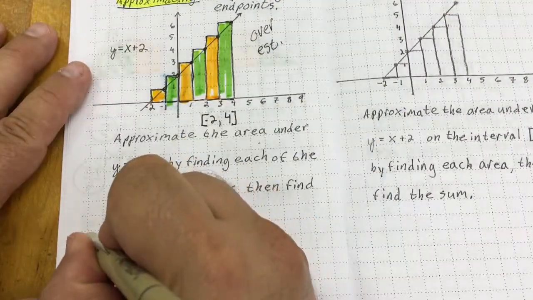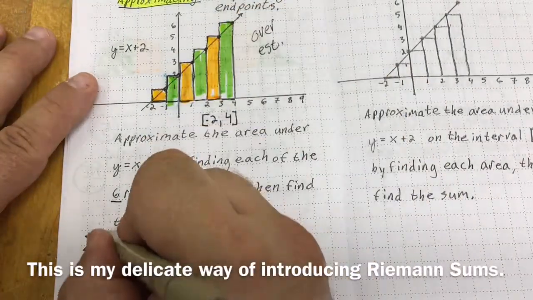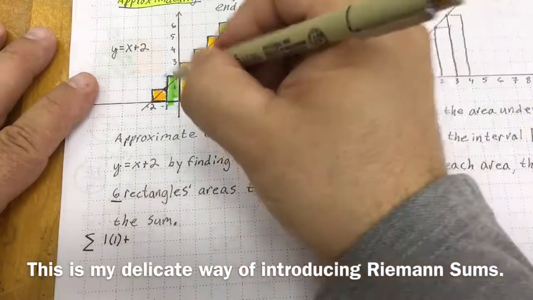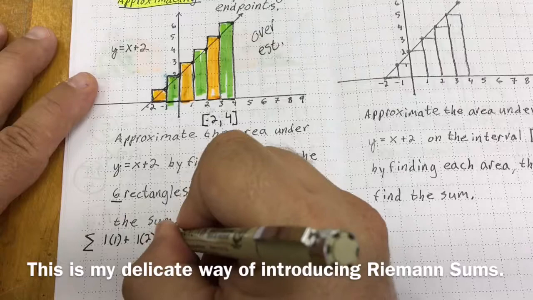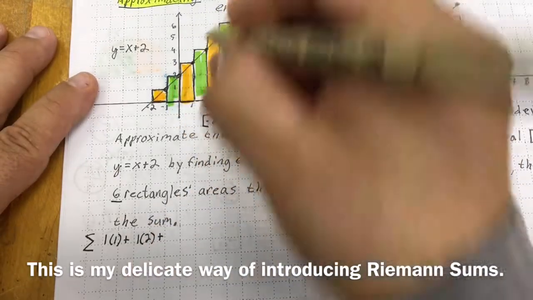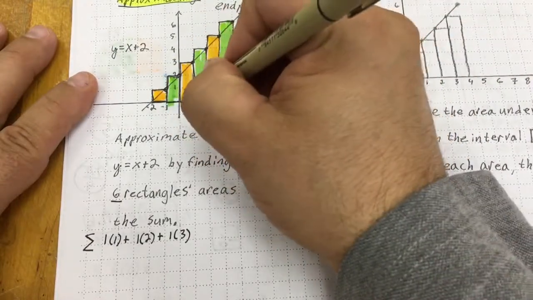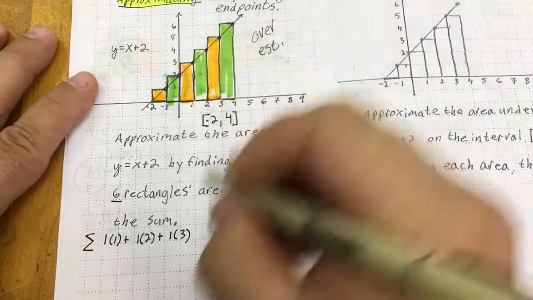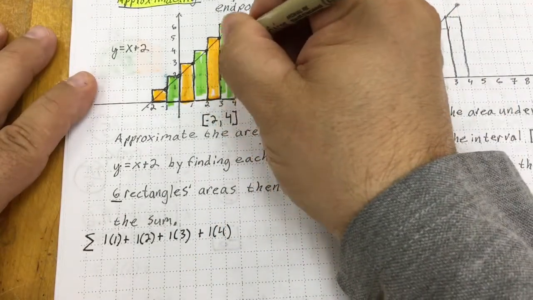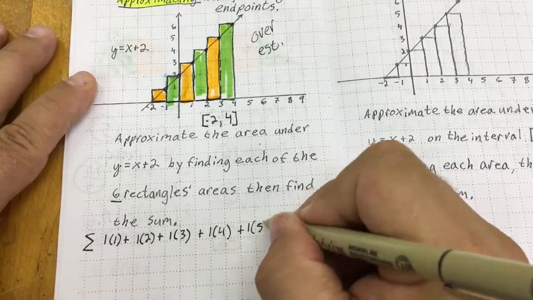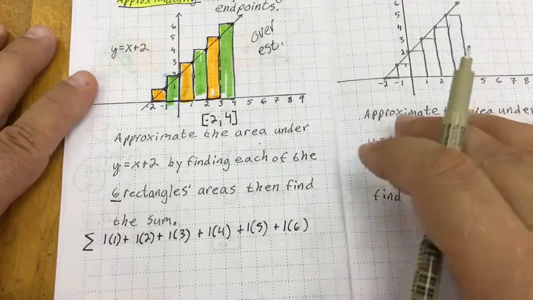So basically, you can make it look kind of technical with the sigma notation. And the first area is 1 times 1. I'm going to add that to the second, which is 1 times 2. I'm going to add that, and that's 1 times 3. And the next one is 1 times 4. 1 times 5. And 1 times 6. And I'm going to add those all up.